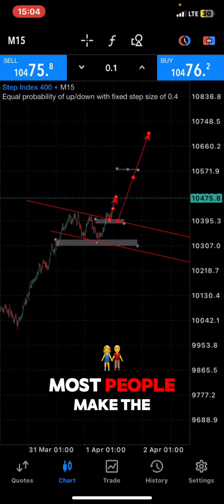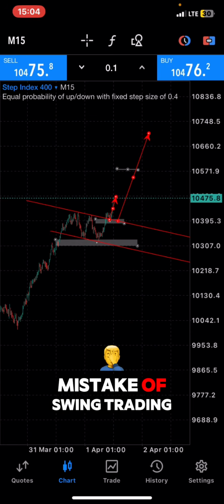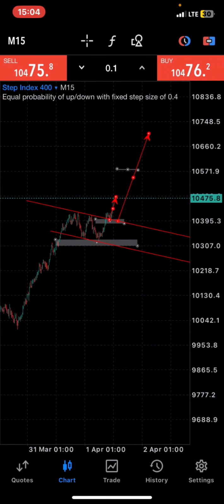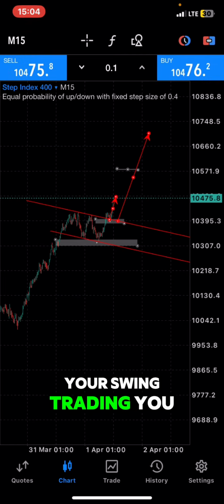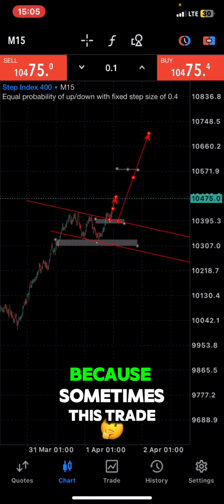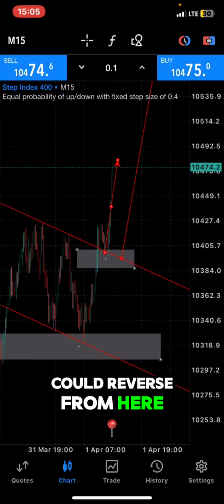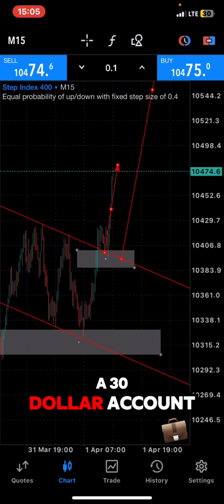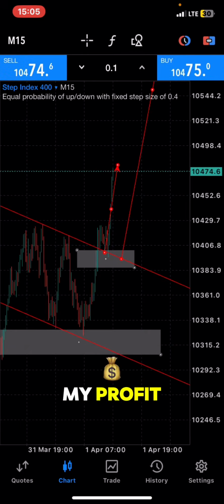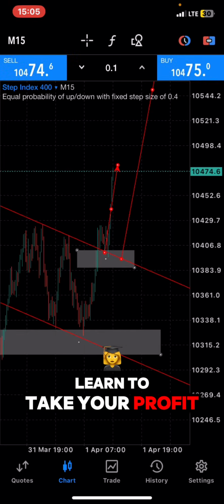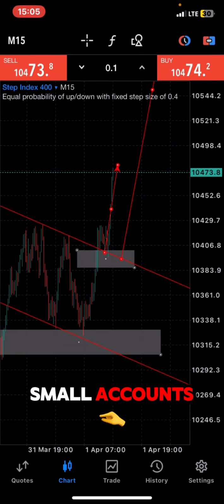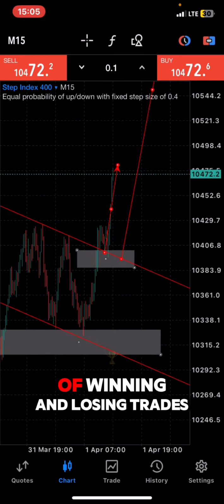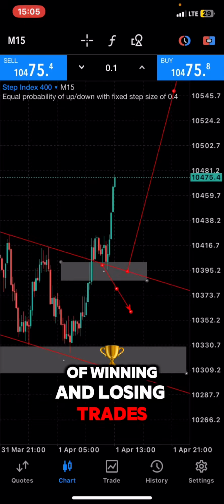Most people make the mistake of swing trading to build big accounts. If you're swing trading, you better hope that trade goes all the way, because sometimes this trade could reverse from here. But I was already up $200 on a $30 account. Why wouldn't I take my profit? And you need to learn to take your profits, especially when you're building small accounts. Building a small account to a big account is just a series of winning and losing trades.